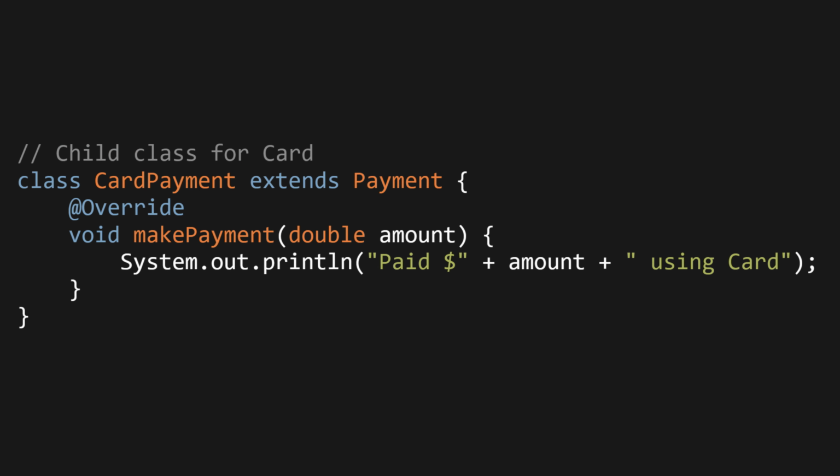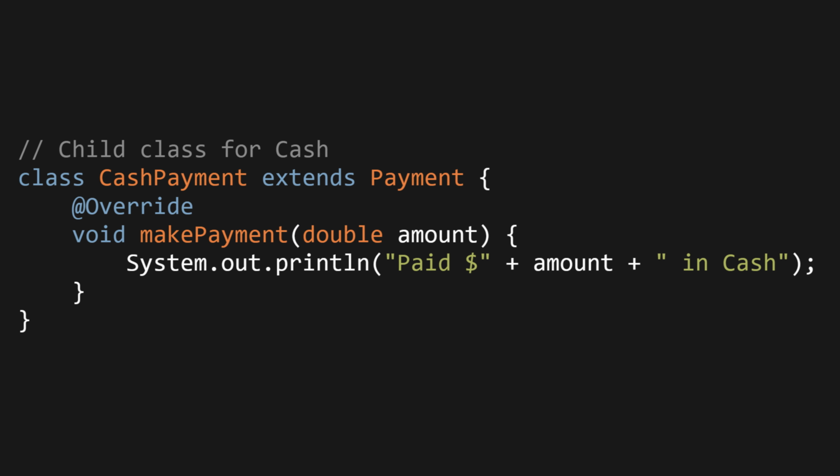Let's have a child class for card. Class CardPayment extends Payment. Override void makePayment(double amount), System.out.println("Paid $" + amount + " using card"). Child class for cash. Class CashPayment extends Payment. Override void makePayment(double amount), System.out.println("Paid $" + amount + " in cash").